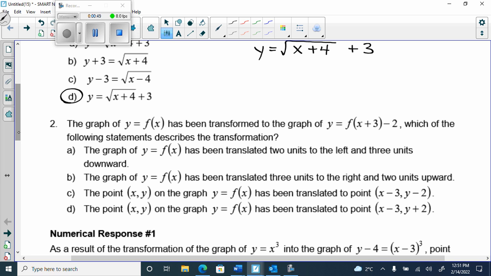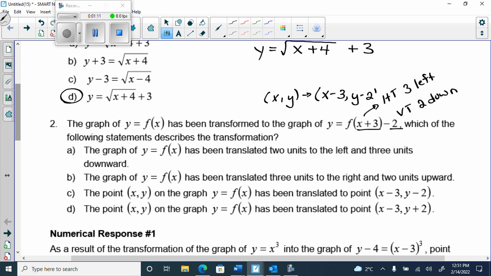Number 2, the graph of y equals f of x is transformed the graph of this. So words and mapping are the same thing. This is a horizontal translation 3 left, vertical translation 2 down, or in mapping, x, y becomes, how do I move it to the left? Minus 3. How do I move it down? Minus 2. So I always write out my options and then match which one works. Which one works? C.